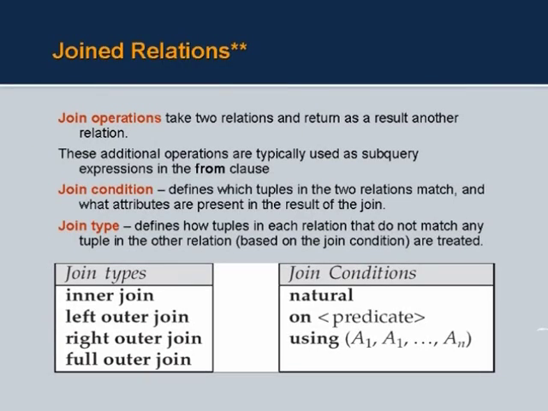So coming back here, you can see that the join condition is either natural, on, or using. And the join type is either inner join, left outer join, right outer join, or full outer join. So any combination of this is allowed. You can say natural inner join, natural left outer join, and so forth. Or inner join on predicate, inner join using, right outer join on, right outer join using.